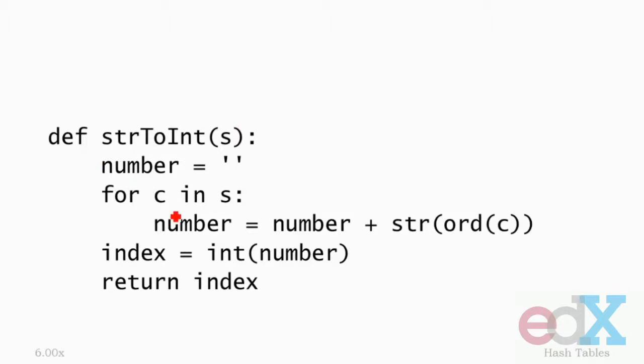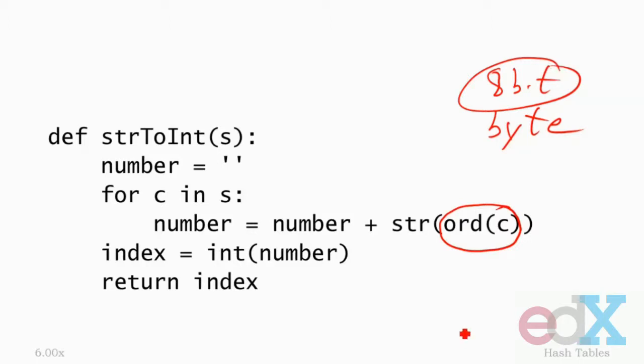Then for every character in S, it takes the ordinal value of that character. In Python, as in most programming languages, characters are stored in 8 bits at a time, often called a byte, and those bits can then be interpreted as a number, and that's what ordinal does. Then I'm going to turn that number back into a string so that I can then concatenate it to this number, and I'll do that for each character in S. Then when I'm done, I'll turn that string back into an integer and then return it.